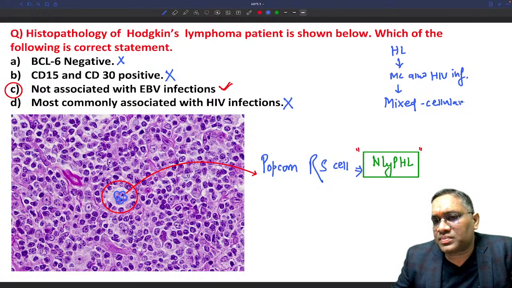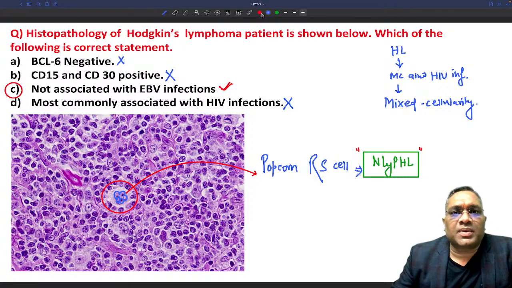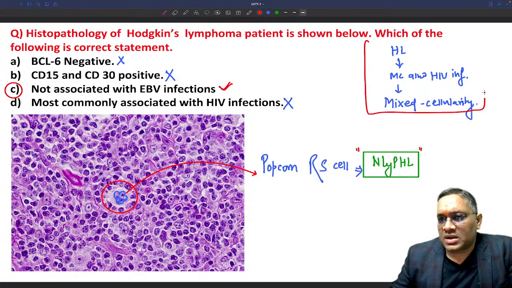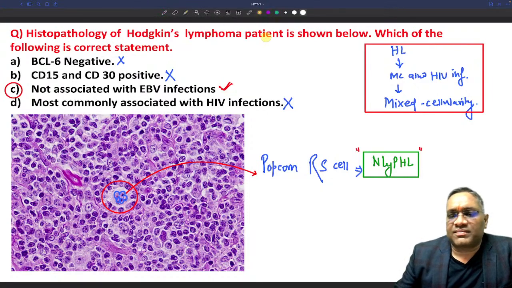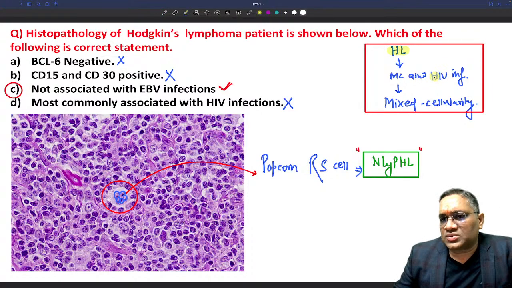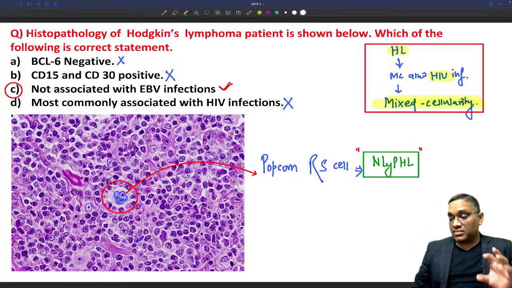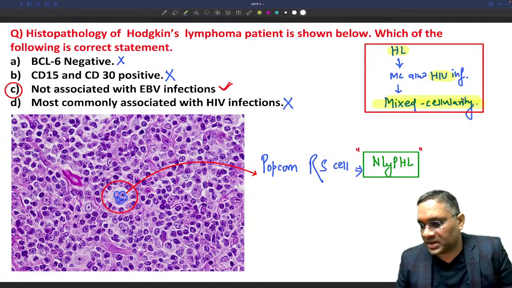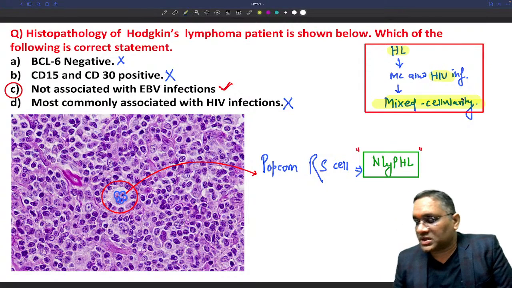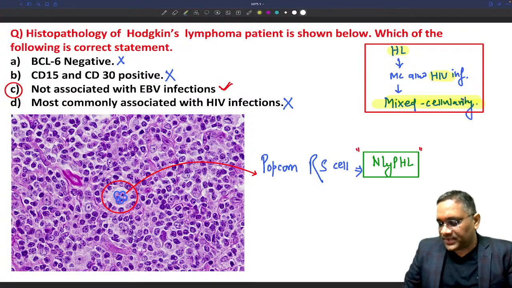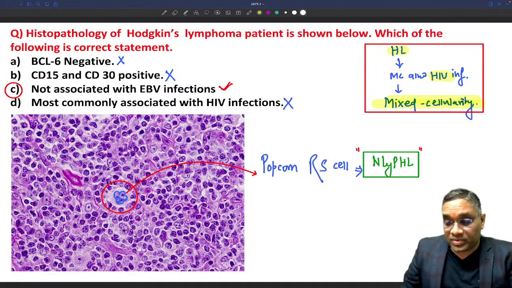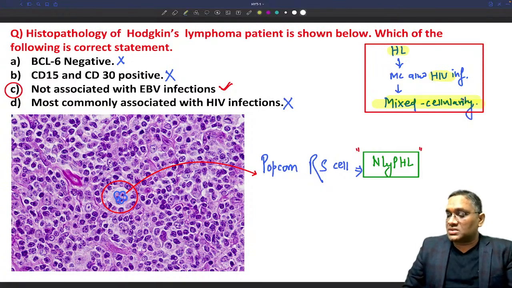So please keep that in your mind. This is an update which is wrongly given in Robbins. In Robbins, it is lymphocyte depletion. Please remember, these are the updates. Hodgkin's lymphoma most commonly associated with HIV infection is mixed cellularity. This point you have to keep in mind because this is a very important question. It is not lymphocyte depleted. In Robbins it is given, but it is not the correct answer. If you see the WHO classification, or even Wintrobe's hematology, you will find that Hodgkin's lymphoma most commonly associated with HIV is mixed cellularity.